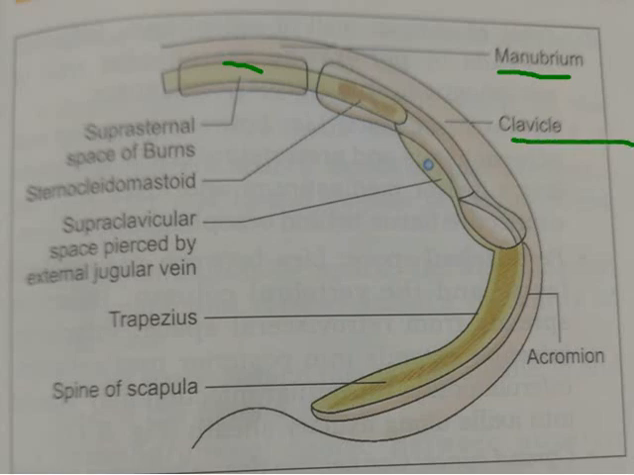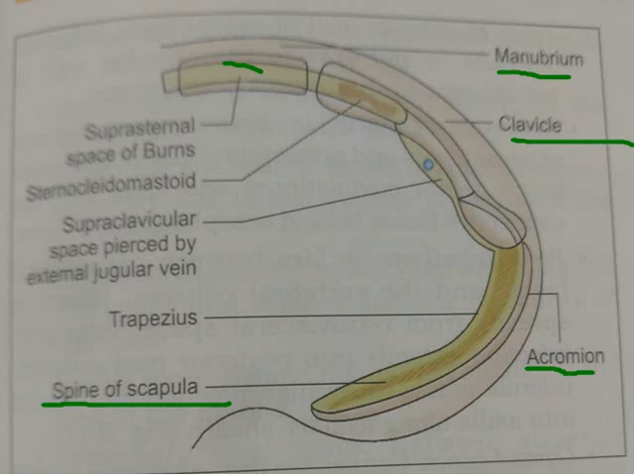Then it is attached to the acromion. This is the acromion and the spine of the scapula. From here to here is the spine of the scapula. Inferior attachment, now it is easy. Anteriorly, inferiorly, it is attached to the manubrium. Then a little bit laterally, it is attached to the superior border of the clavicle. Then it is attached to the acromion and the spine of the scapula.